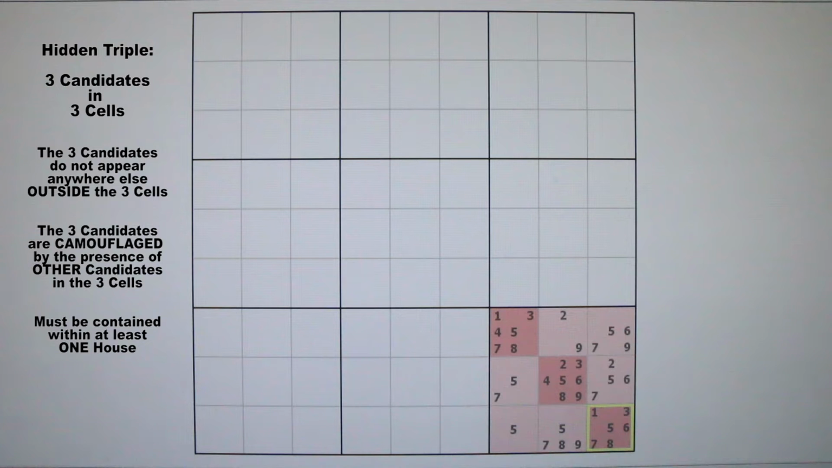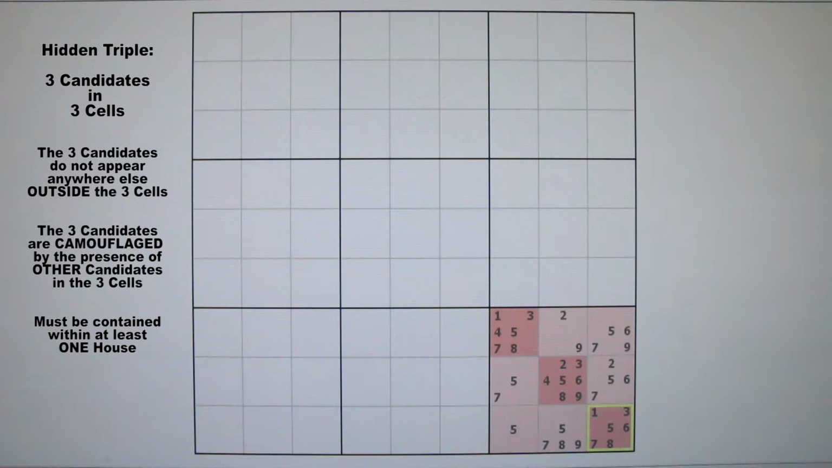So now let's take a look at a block. Here in block 9, we see that the candidates 1, 4, and 3 only appear in the 3 dark colored cells. They don't appear anywhere else in block 9 except the 3 colored cells. So that means they are a hidden triple.